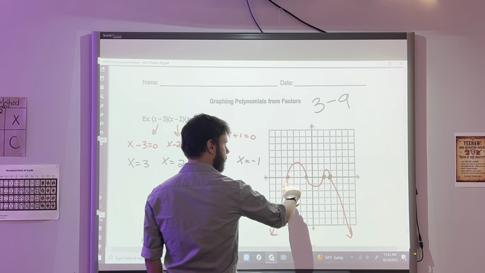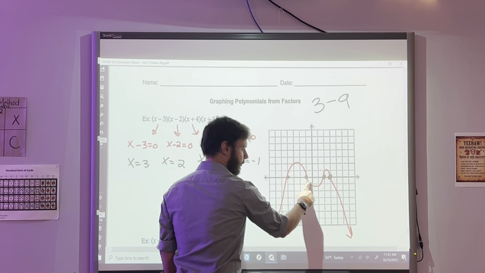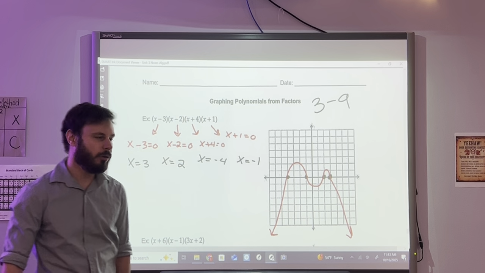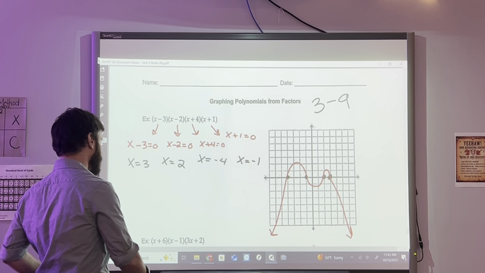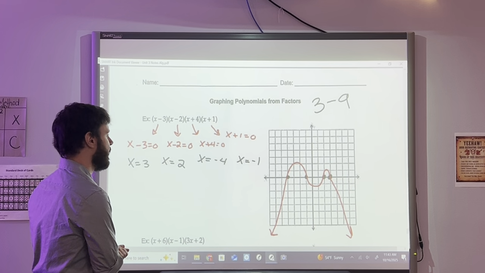It could be up here. It could be real quick down there. Your graph is your own. Your spaghetti monster is your own. We are just approximating what this looks like.